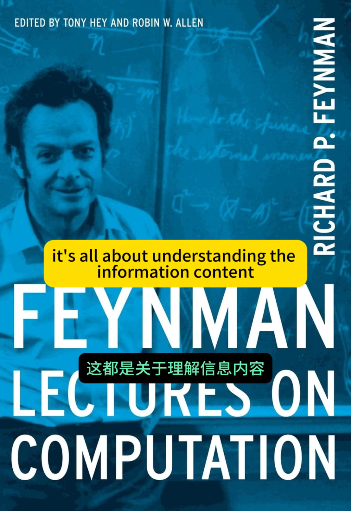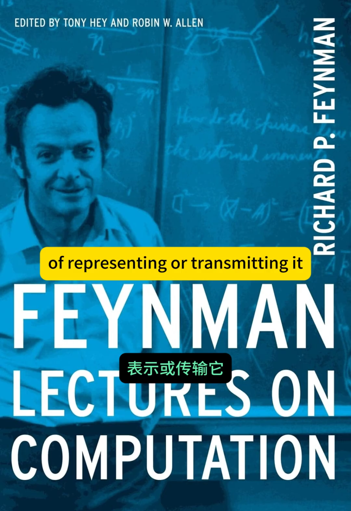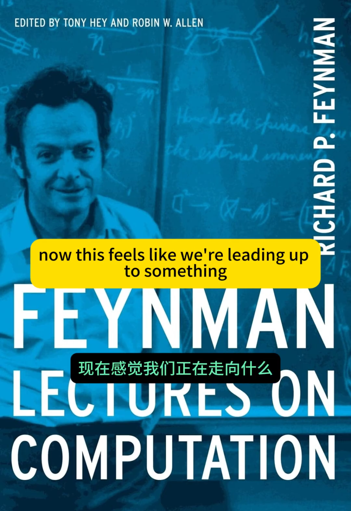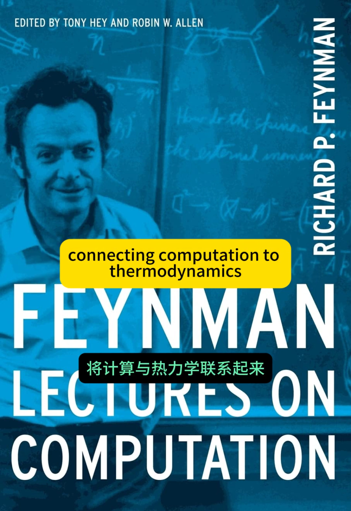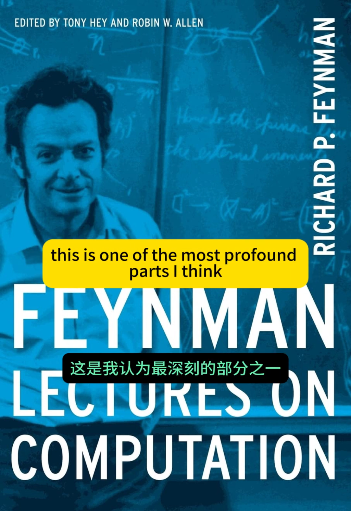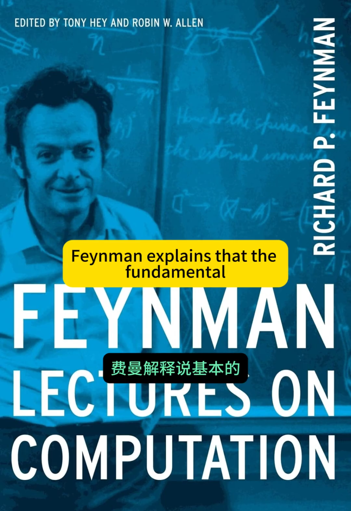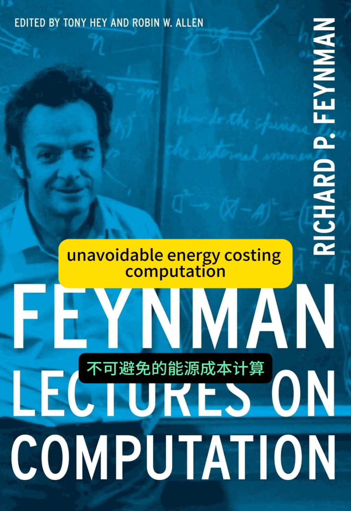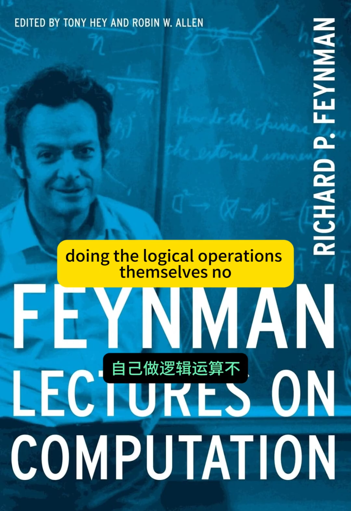It's all about understanding the information content and the physical constraints of representing or transmitting it. Now, this feels like we're leading up to something really deep. Feynman talks about the ultimate physical limits, connecting computation to thermodynamics. This is one of the most profound parts, I think: Landauer's principle. Feynman explains that the fundamental, unavoidable energy cost of computation isn't necessarily associated with doing the logical operations themselves.